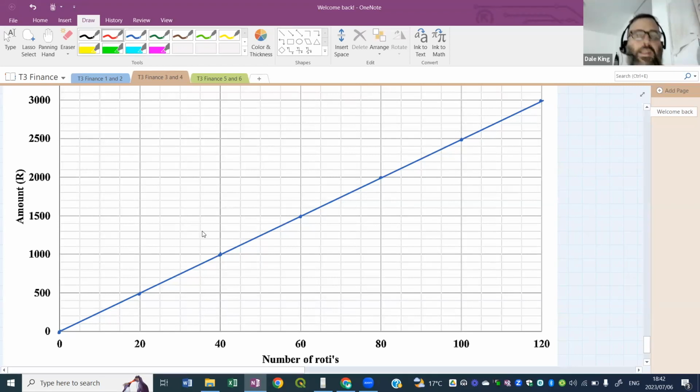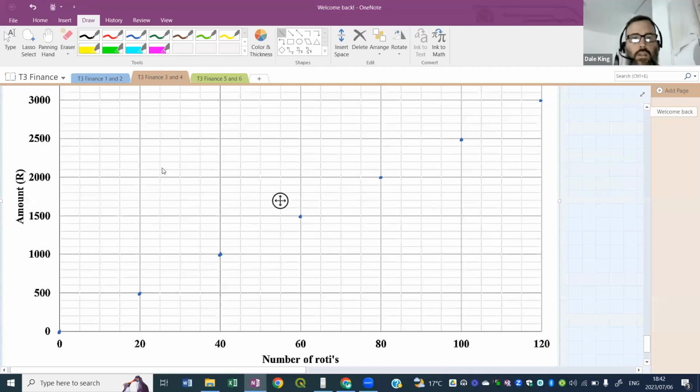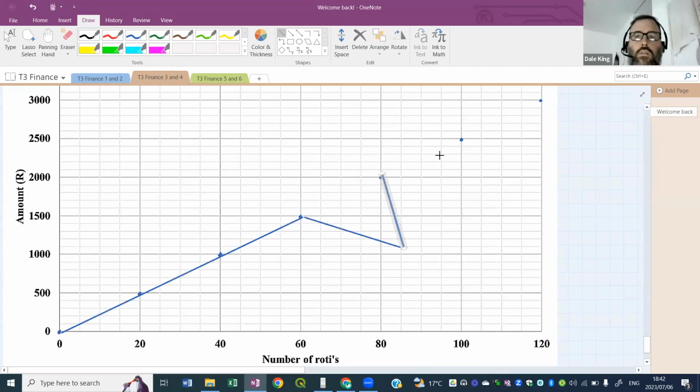Ladies and gentlemen, please, when you do this line, all right, I'm going to delete it. When you do this line and your line does something like this, please don't leave your line like that. Okay? Don't leave it like that. It's not supposed to look like that. It's like a little kink, like they're doing construction here.